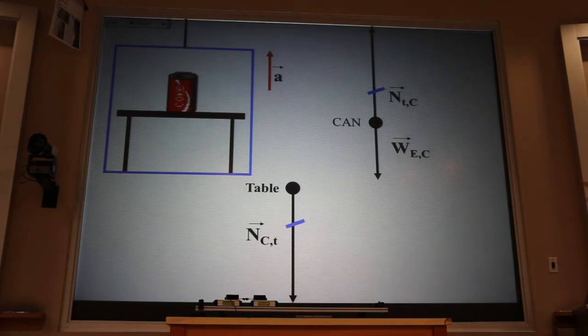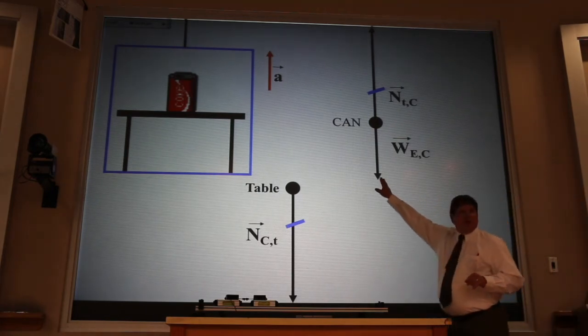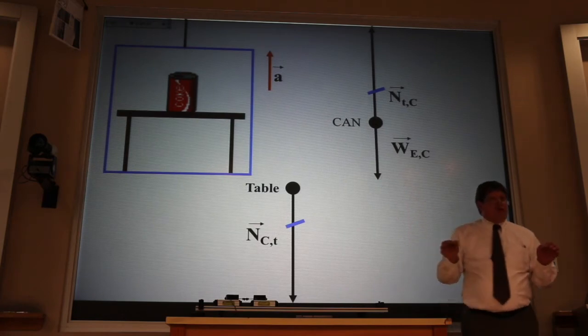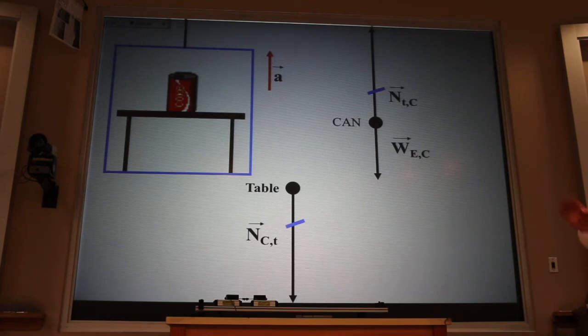Now what about this gravitational force? Does it have a third law companion? Yeah. All forces have third law companions. This is the earth pulling on the can. If I look at a free body diagram for the earth, there will be a bazillion different forces, but one of them will be a gravitational force of the can pulling up on the earth. And I would put two tick marks there.